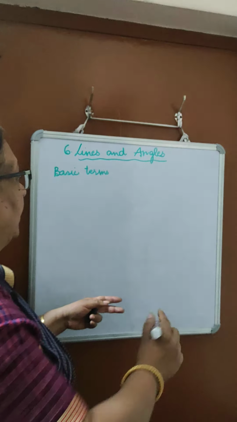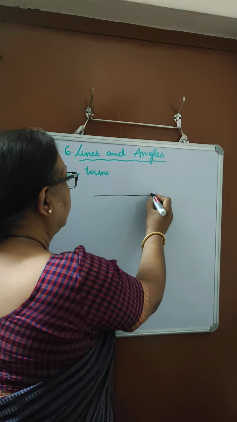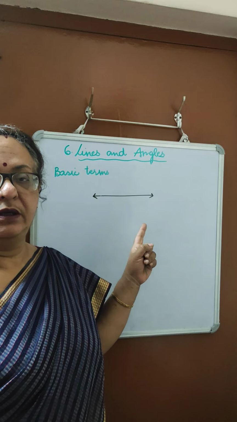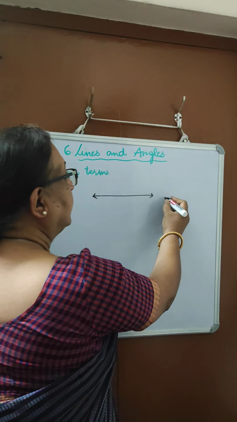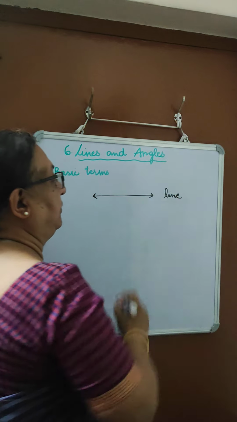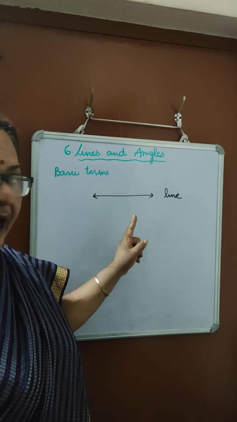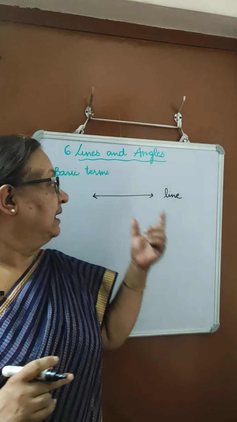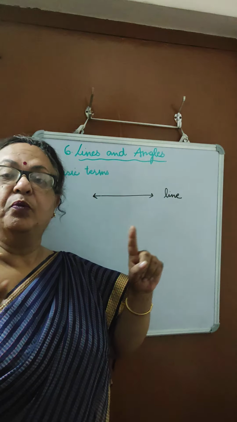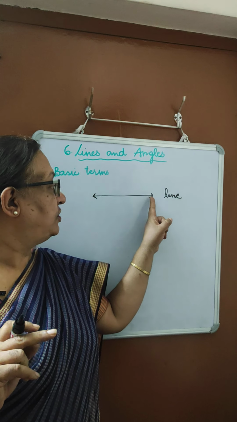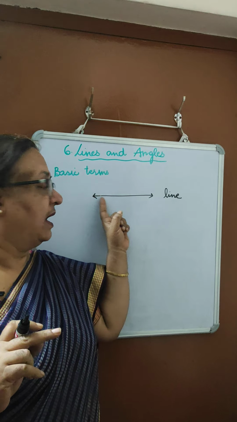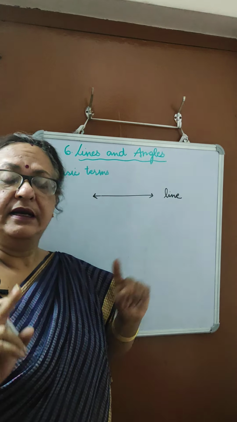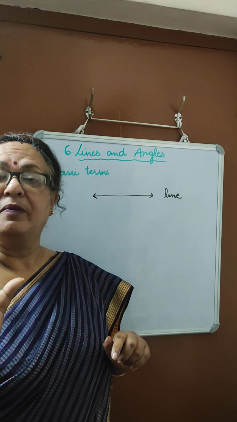Now for the first one, what does this represent? All of you know that this is a line. This represents a line. And what about these two arrows? These two arrows mean that this can be extended in both the directions. Therefore, a line does not have any fixed length or measurement.